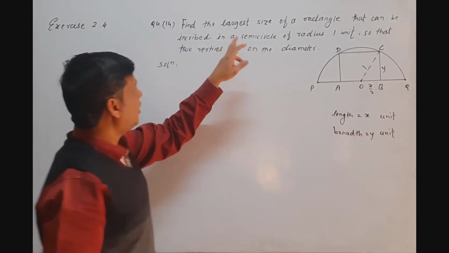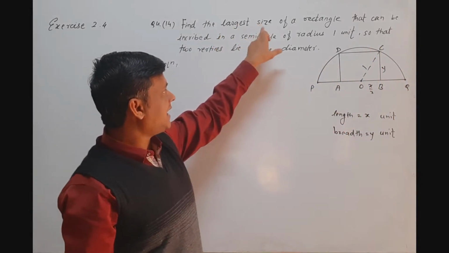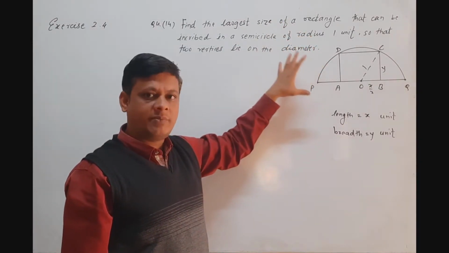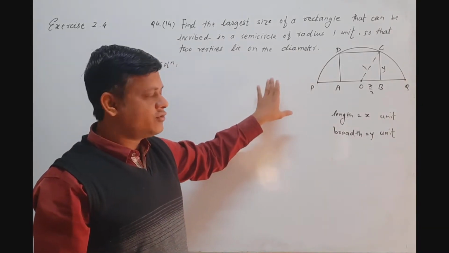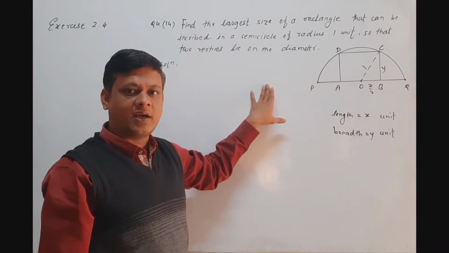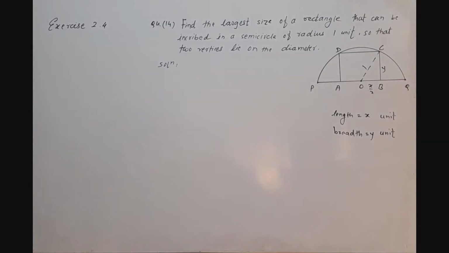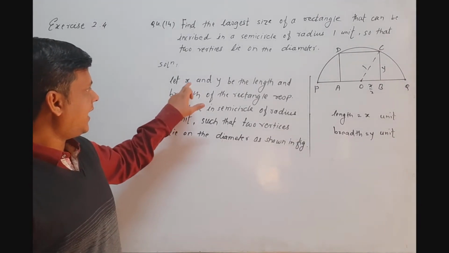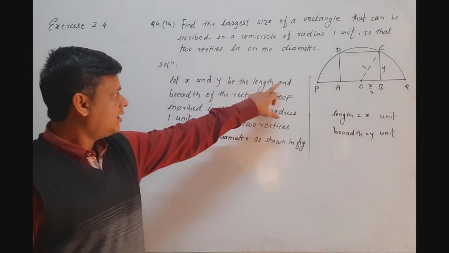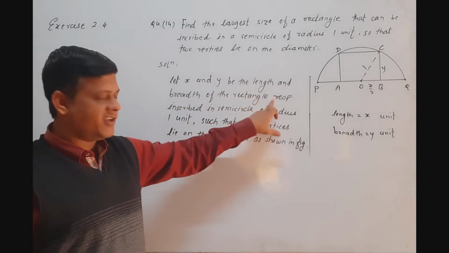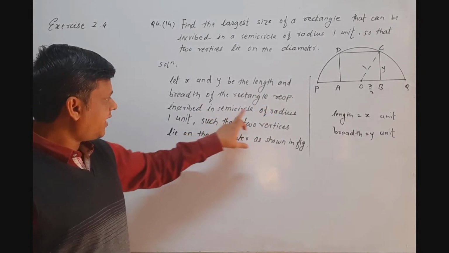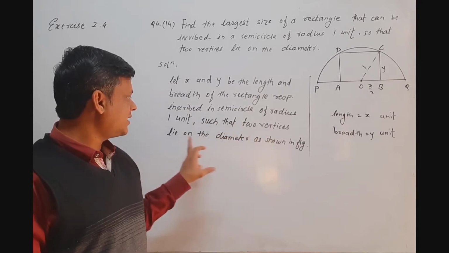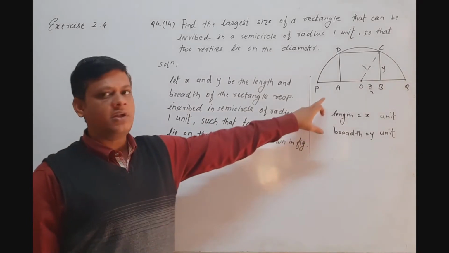Then we have to find the largest size of a rectangle. That means the area of that rectangle must be maximum. That means we have to use the concept of area of a rectangle. So we write in the solution here: let x and y be the length and breadth of the rectangle respectively, inscribed in a semicircle of radius 1 unit, such that two vertices lie on the diameter as shown in the figure.